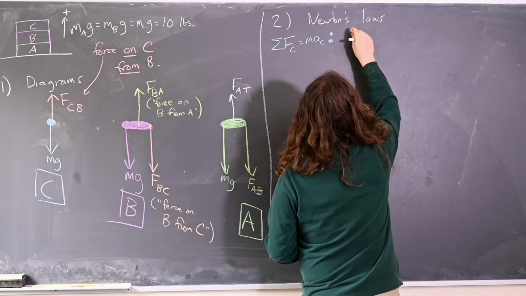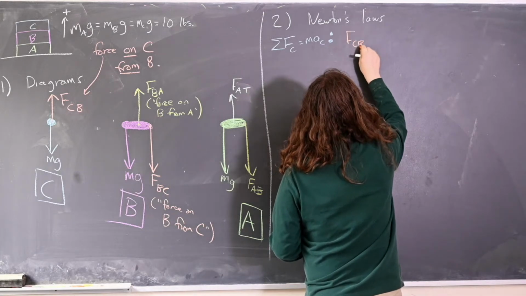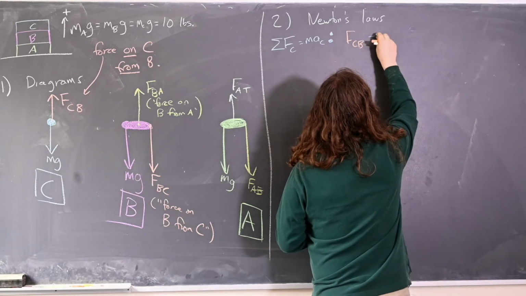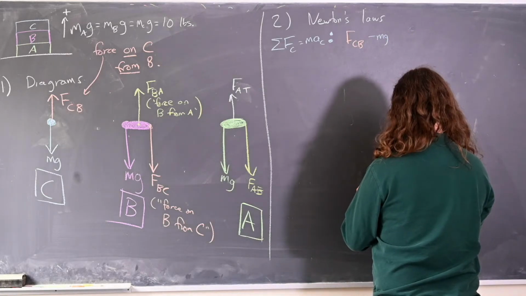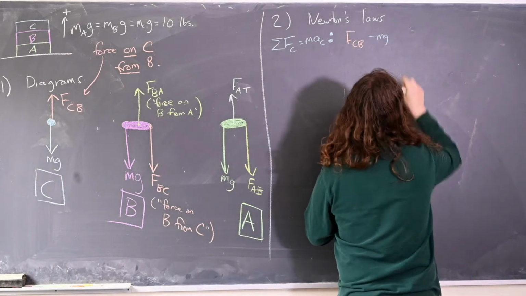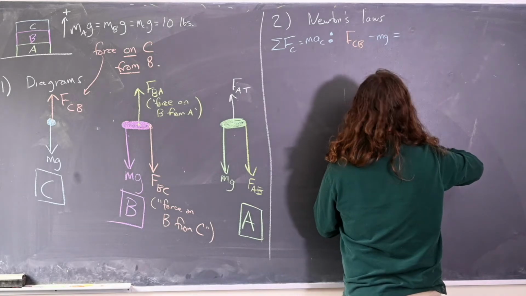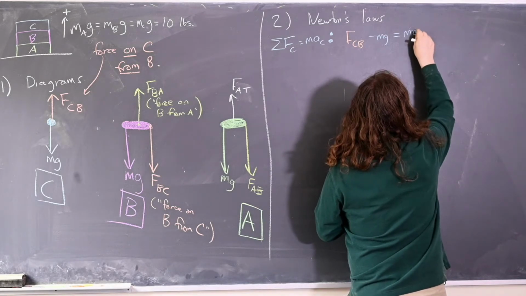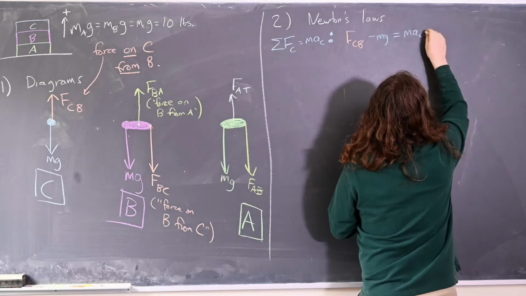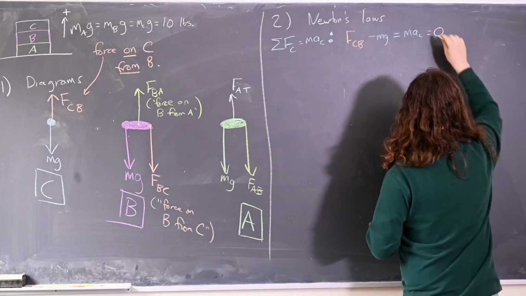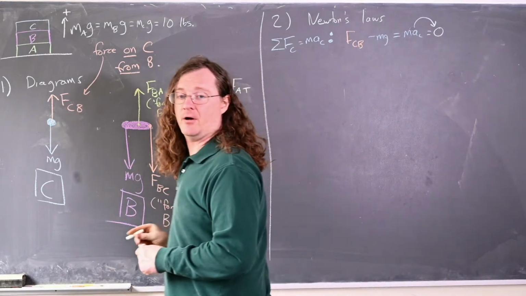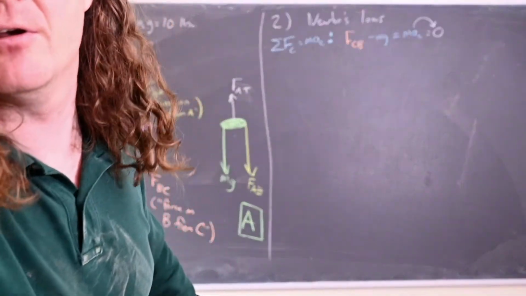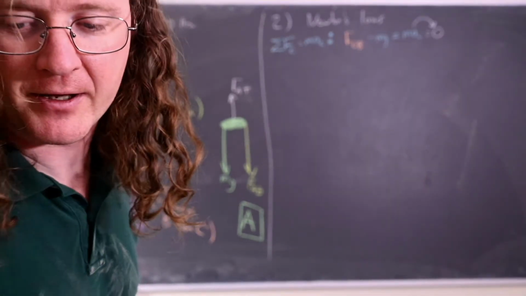So I have FCB minus MG equals MAC, well, we know that's 0 because nothing is accelerating here. It's just sitting on the table. Oh, we are too bright. There we go.